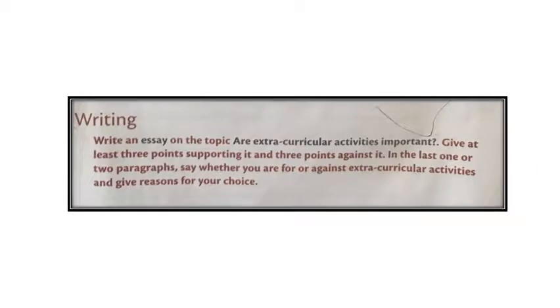Next is the writing section. This is your TMLA. You have to write an essay on the topic: are extracurricular activities important? Give at least 3 points supporting it and 3 points against it. In the last 1 or 2 paragraphs, say whether you are for or against extracurricular activities and give reasons for your choice.